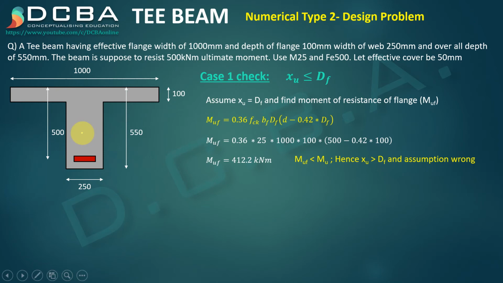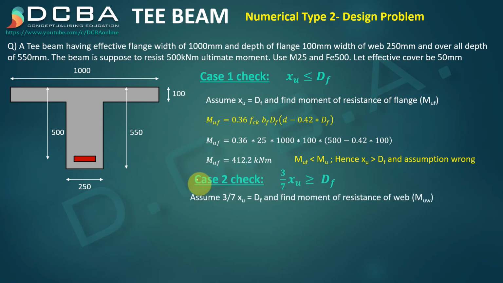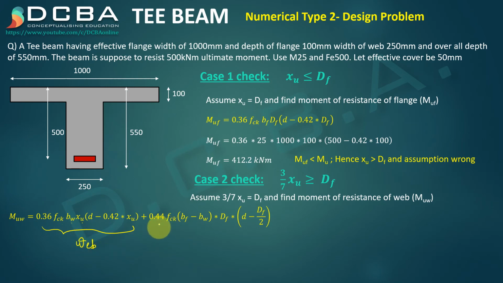by knowing the fact that our XU has exceeded into the web, and then we need to check whether 3/7 XU is greater than or equal to DF. For that we will find MUW, and let us assume the limiting case that 3/7 XU is equal to DF, and find the moment of resistance of the web, MUW. Again, the formula for this is very simple: 0.36 FCK BW XU into (D minus 0.42 XU). This is because of the web, and this is because of the flange.